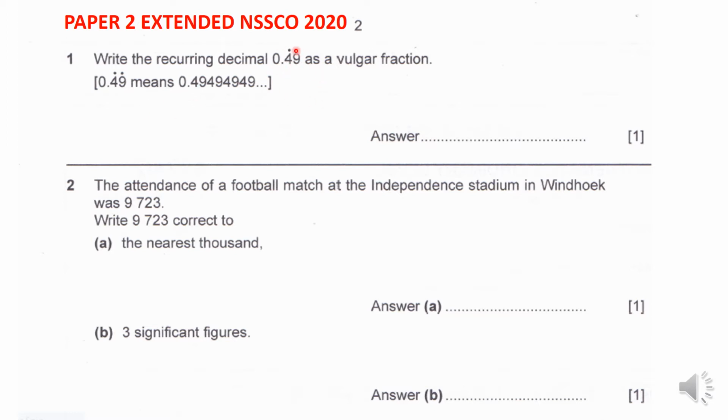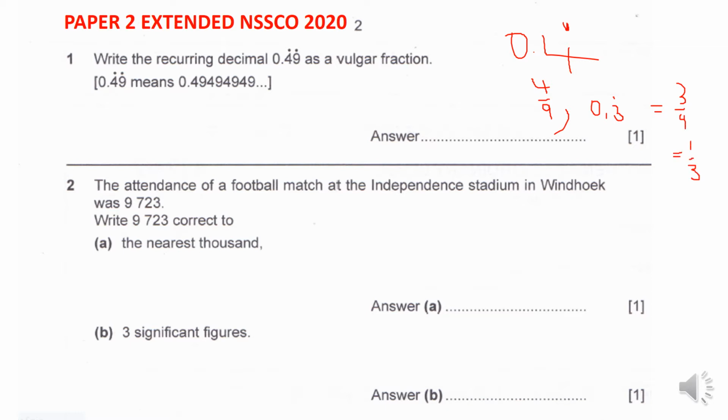Now, all that you need to know, if you have any recurring decimals, so suppose I give you 0.4 as a recurring decimal, that's a dot, you put everything over 9, okay, over 9. If it's 0.3 recurring, you put it over 9, so that's 3 over 9, which ultimately becomes 1 over 3 when you solve it.